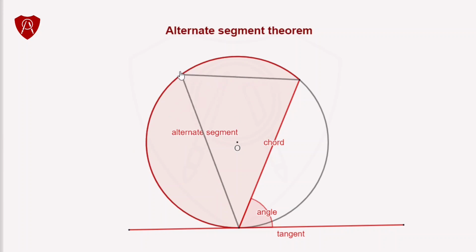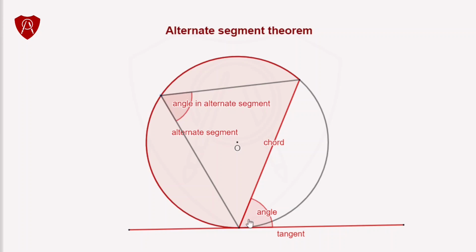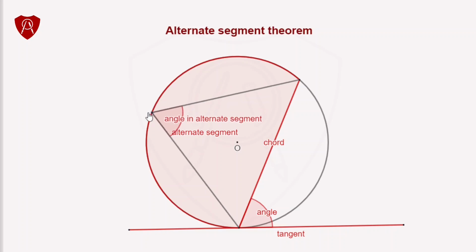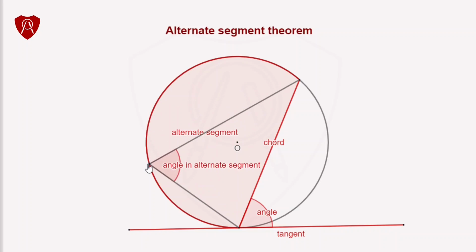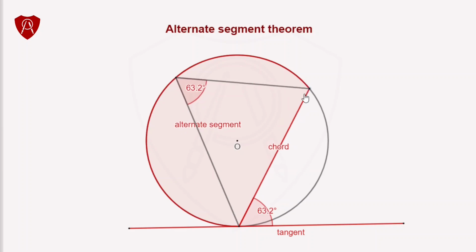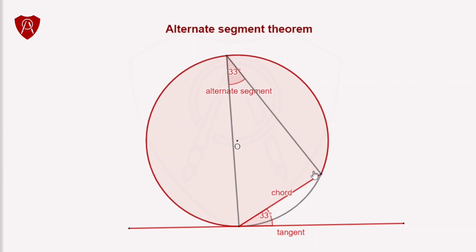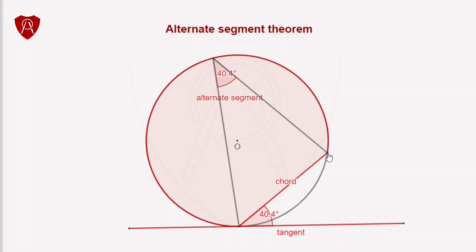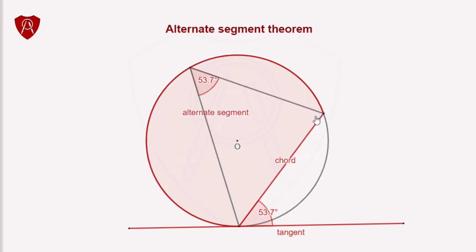Here, we are interested in these two angles, the one between the chord and the tangent, and the one in the alternate segment. To make our point, we need to take a measure of both angles. When we measure both, alas, they are equal. When we change one of them, the other one changes too, so that at any one time, these two angles will always be equal.